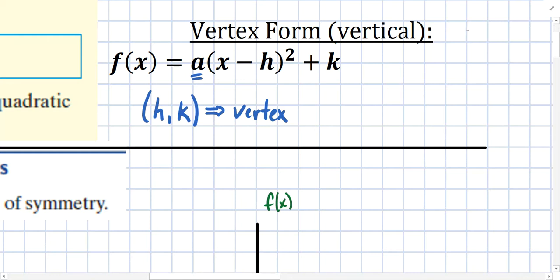And the vertex of a parabola, you should recall, is either the low point of the u shape or the high point of the u shape, depending on its orientation. But that's the vertex. And so if the h and k allow us to find the vertex, or the location of the parabola, it's this a value that gives us its direction and size.